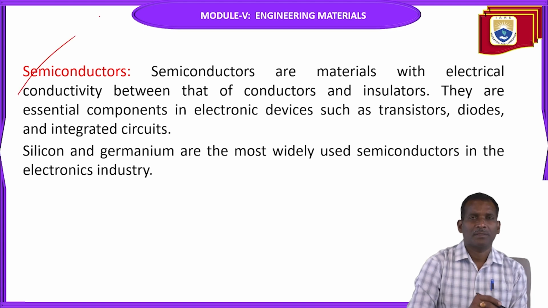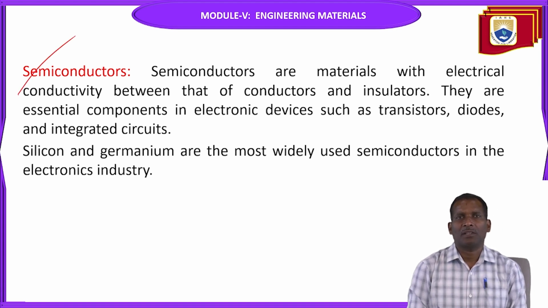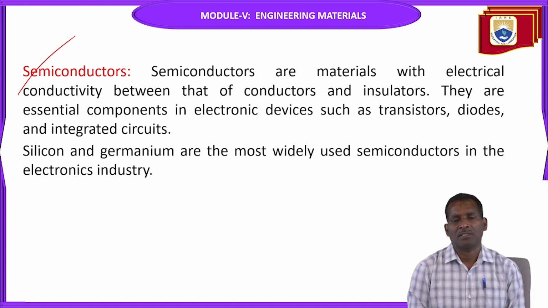Next, semiconductors. Semiconductors are materials with electrical conductivity between that of conductors and insulators. They are essential components in electronic devices such as transistors, diodes, and integrated circuits. Silicon and germanium are the most widely used semiconductors in the electronics industry.